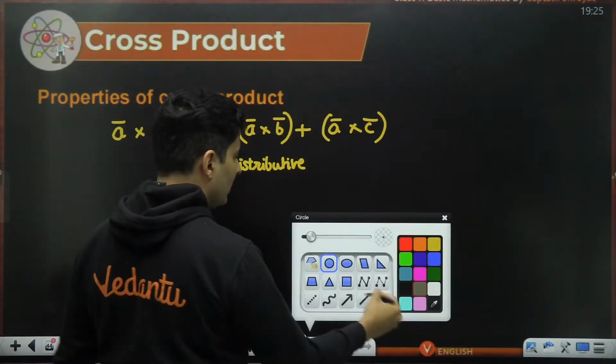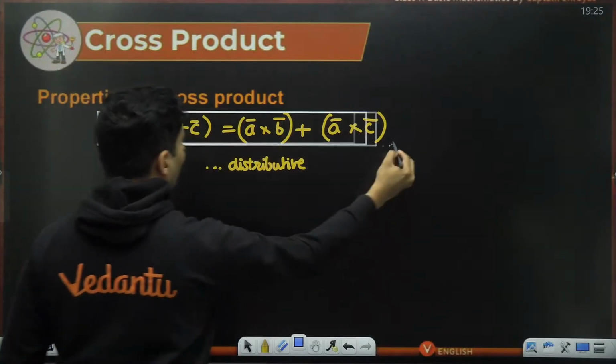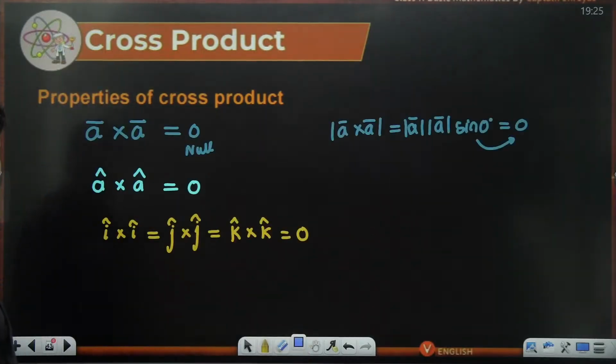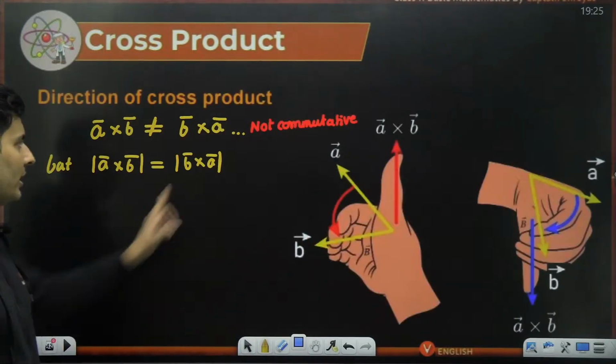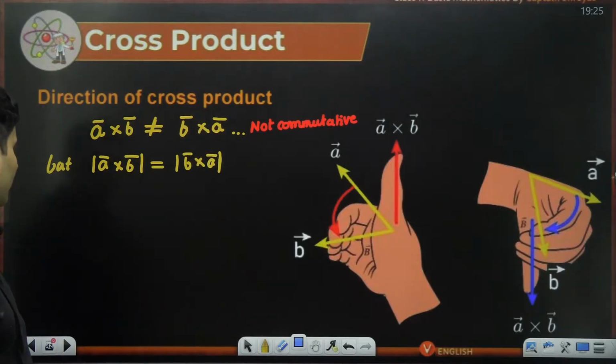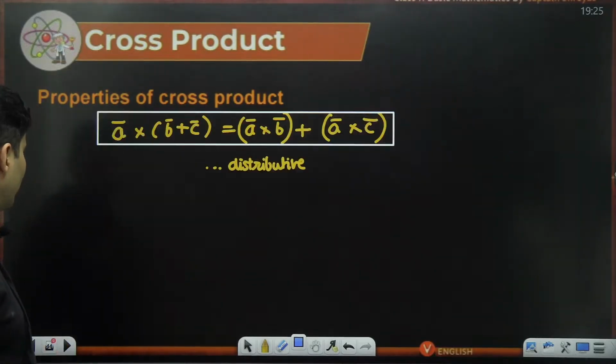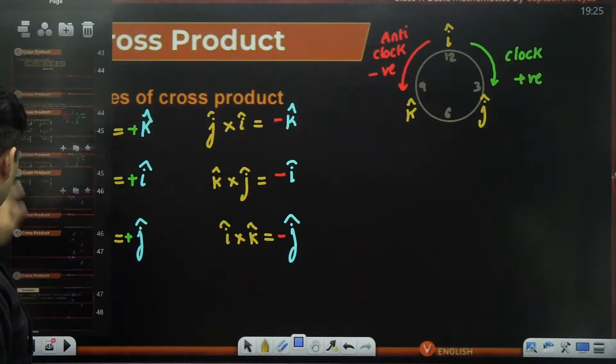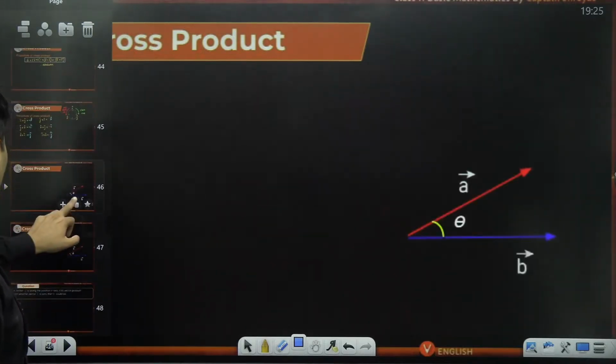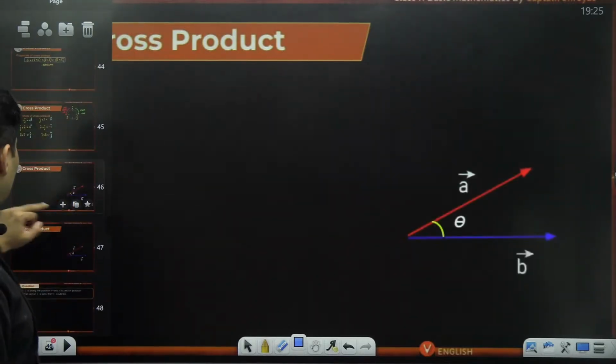Okay, perfect. So this property is definitely followed, but commutativeness is not followed. It is not commutative. Please keep this in mind. Okay. Other things I have told you over here. So let's do some questions for cross product.